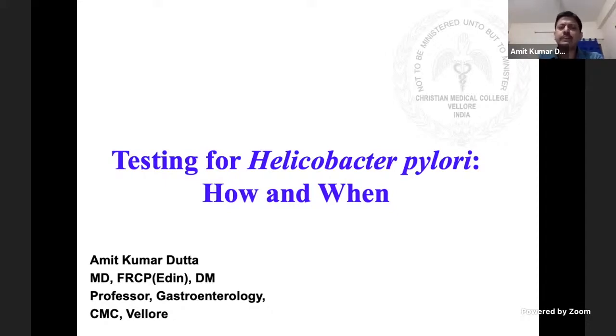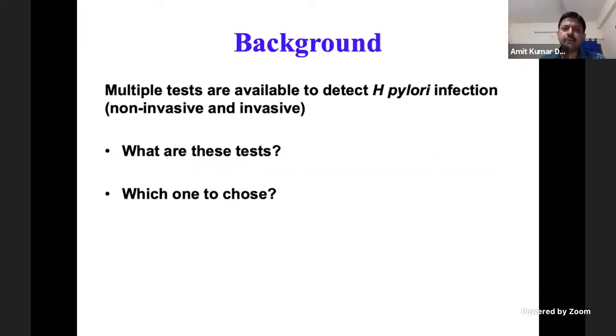So I'll be speaking on the tests for Helicobacter pylori, how to test and when should we test for this infection. We know that multiple tests are available for detecting H. pylori infection. This includes both invasive and non-invasive tests. Invasive means where you need an endoscopy, non-invasive where you do not need an endoscopy. So what are these tests and which one should we choose for our patient?